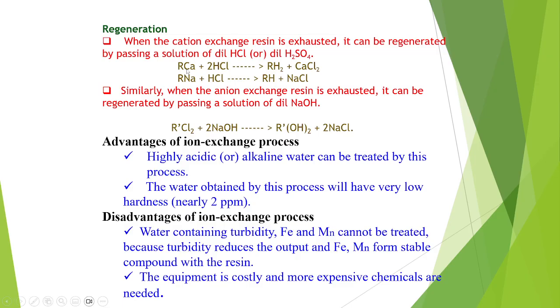Once the cation exchanging resin is exhausted, it is regenerated by adding HCl solution. So when we add HCl, the cation exchanger is regenerated. Similarly, the anion exchanging resin is regenerated by adding sodium hydroxide.